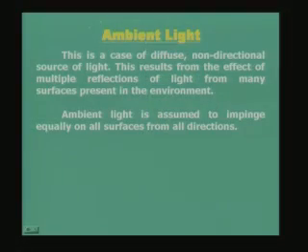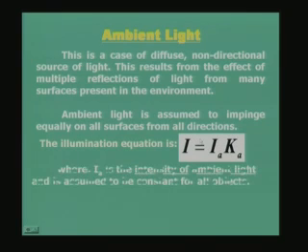So, we assume it by an average ambient illumination. That is one sort of approximation which we do for ambient light. Okay. So, it is assumed to impinge equally on all surfaces from all directions, and the illumination equation is simplified with the product of two terms.